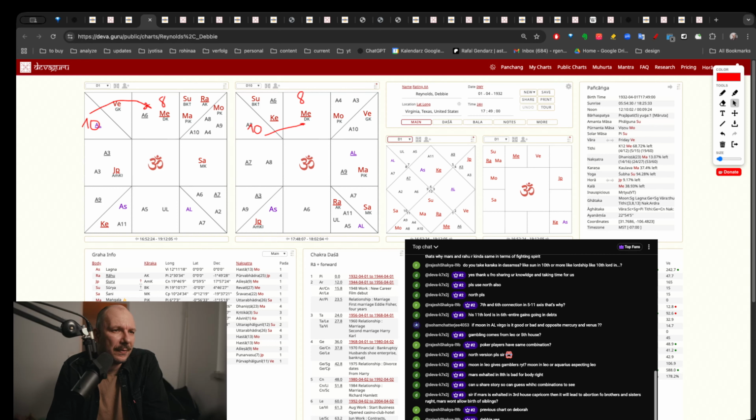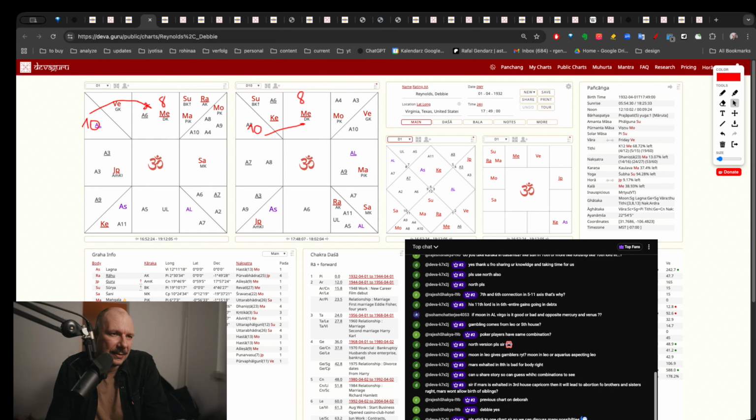North version. I think we have North. Moon in Leo gives gamblers. Moon in Leo or Mars exalted in 8 is bad for body. Can you share stories so we can guess why, which combination to see? Yeah, which combination to see? If Mars is exalted in the third house, Capricorn, then it will lead to abortion, brothers and sisters. Yeah, yes, this is right. Mars in third often shows that you will be the last. But you have to confirm with Drekkana, always. Debbie. Yeah, we have Debbie here.